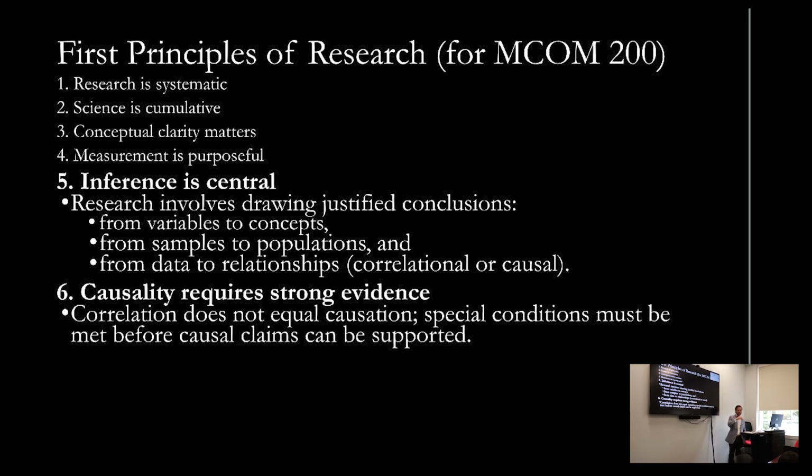The other points that this article helps illustrate are 5 and 6. Inference is central and causality requires strong evidence. We're going to talk a lot this semester about inference making. What's an inference? An assumption. Yeah, what do you mean by assumption? Tell me a little bit more about that.